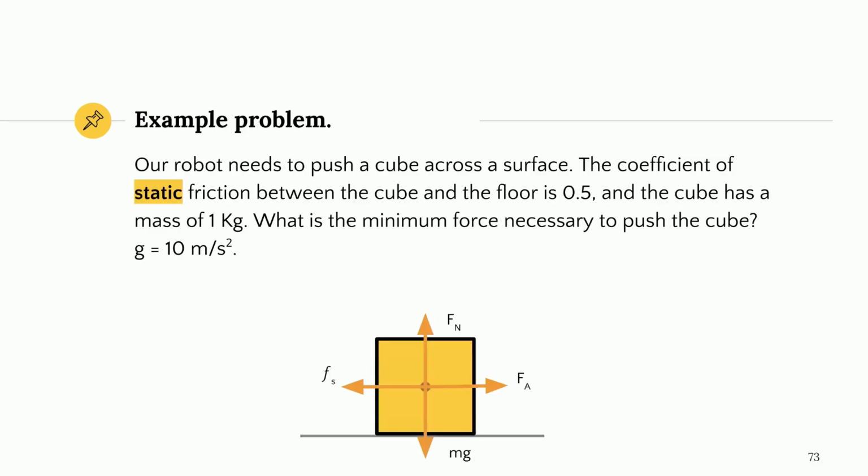So here's an example problem. Our robot needs to push a cube across the surface. The coefficient of static friction between the cube and the floor is 0.5, and the cube has a mass of 1 kilogram. What is the minimum force necessary to push the cube? In this case, g equals 10 meters per second squared. I will give you some time to solve this problem due to the request earlier. I would say like 30 seconds.